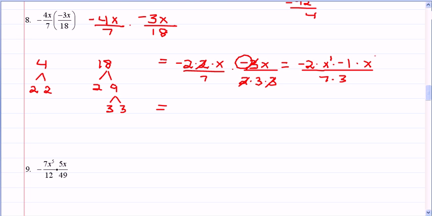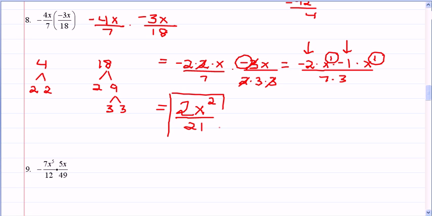So to finish this, you want to multiply the numbers together, and then both of the x's have a power of 1. The rule is that when you multiply variables that are the same together, you add their powers. So we have negative 2 times negative 1 is positive 2, and then x to the first times x to the first, we add the powers and get x squared over 21. So the final answer is 2x squared over 21.